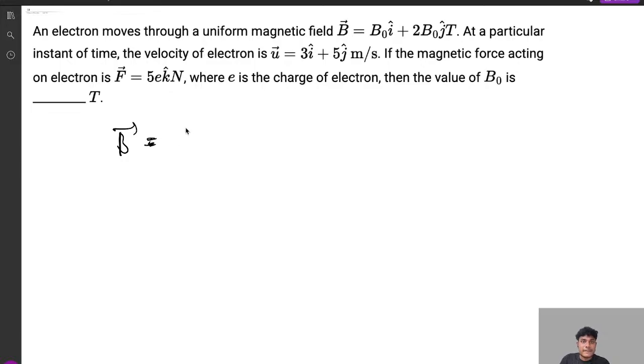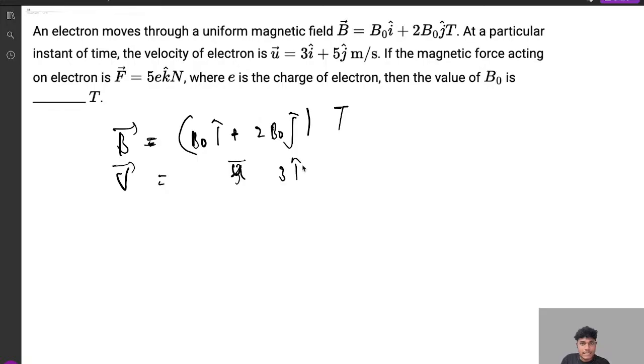So here the B vector is equal to B naught I cap plus 2 B naught J cap. At a particular instant of time, the velocity of the electron is v equal to 3 I cap plus 5 J cap meter per second. If the magnetic force acting on the electron is F equal to 5 e B naught K cap, where e is the charge on the electron, then find the value of B naught.